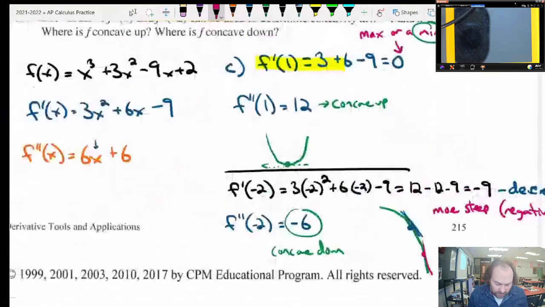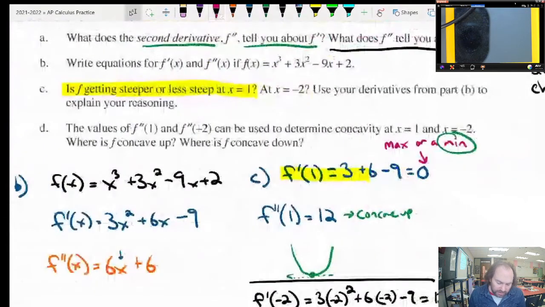As far as question D goes, the values of f double prime of 1 and f double prime of negative 2 can be used to determine concavity. Where is f concave up and where is it concave down?